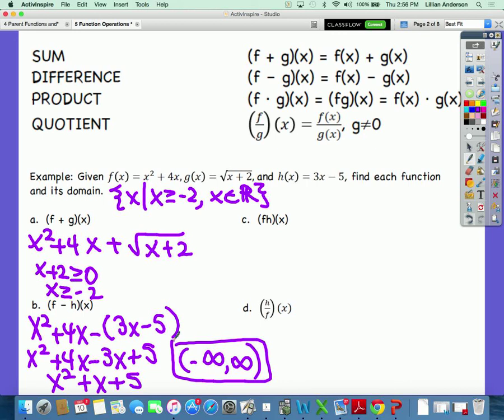What am I doing here? So I'm going to multiply x squared plus 4x by 3x minus 5. I'm going to have to FOIL.